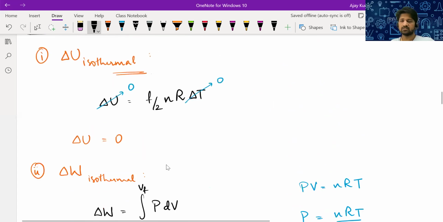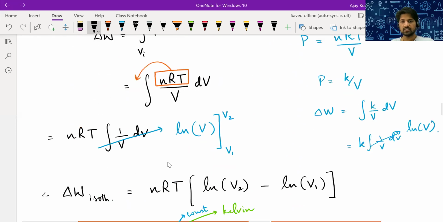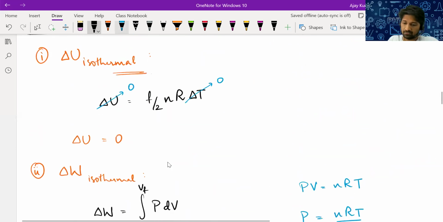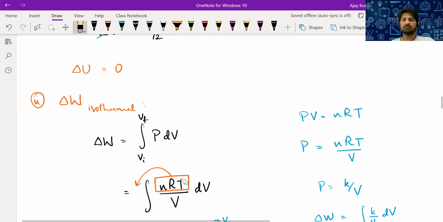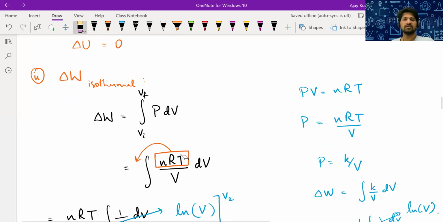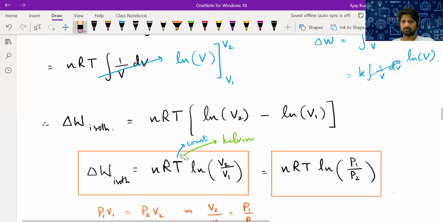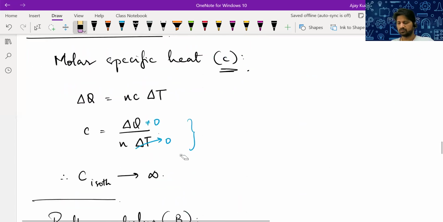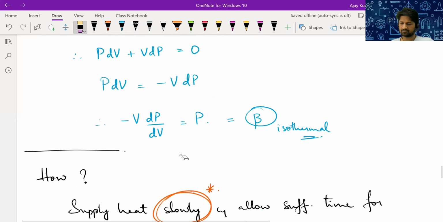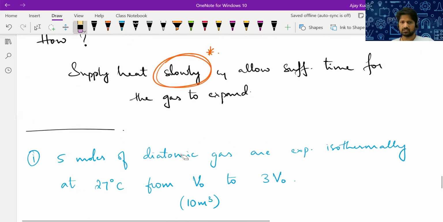Then we derived equations or formulas for delta U, delta Q, and delta W in an isothermal process. Remember how all these were done. We used the basic formula for each of these terms. Delta U basically is given by f by 2 nR delta T. Apply that to isothermal, it becomes 0. Delta W basically is given by integral P dV. Apply that to isothermal, it changes to nRT ln V final by V initial. And delta Q is delta U plus delta W. From there, you can tell the heat supplied. Based on that, you get molar specific heat, bulk modulus. And we discussed how the process can be carried out.